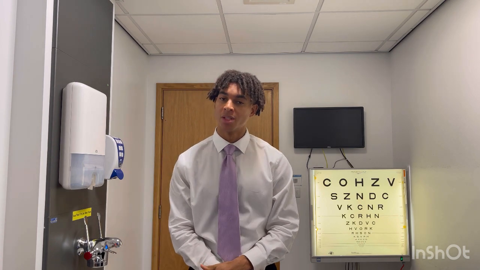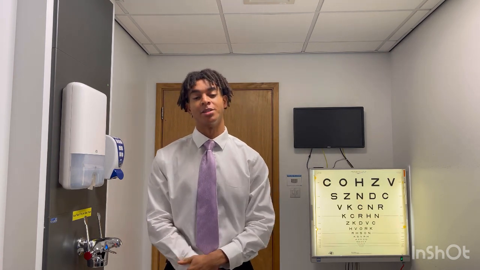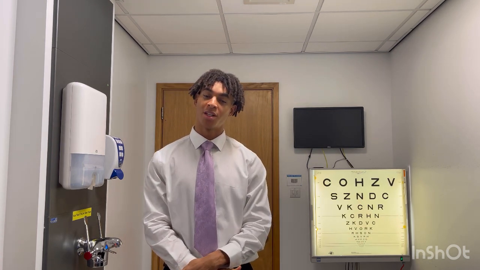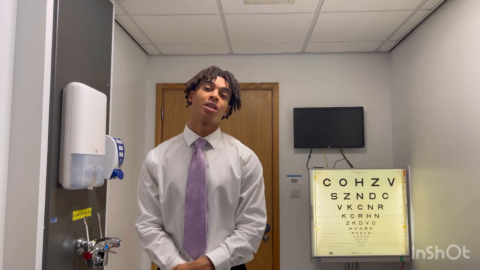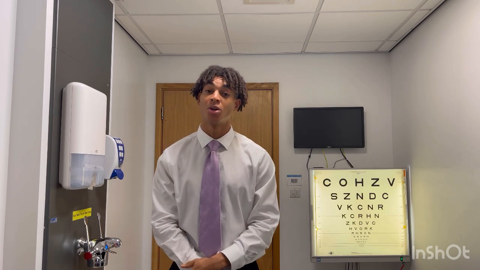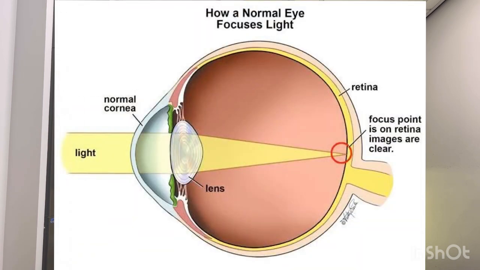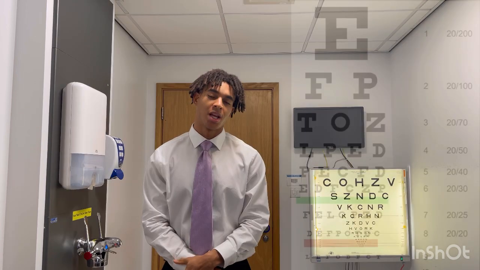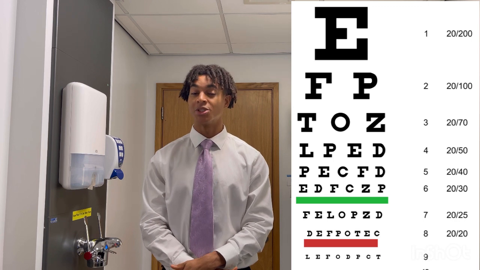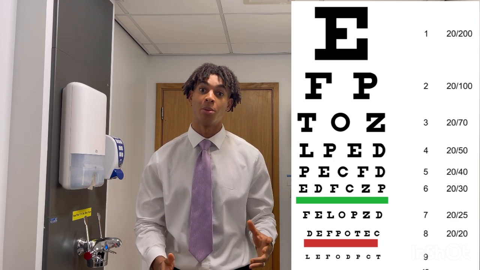This video is going to be discussing visual acuity, how to measure it and how to document. By the end of the video, hopefully you'll be able to measure visual acuity and document it effectively. So first things first, what is visual acuity? Visual acuity is the ability of the eye to distinguish detail, and it's a test which is used for all patients who have any sort of eye problem.